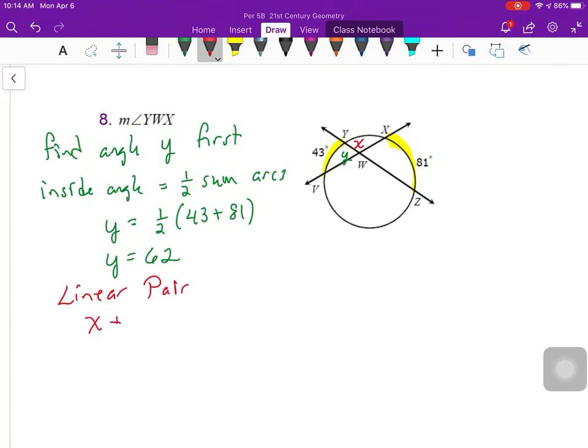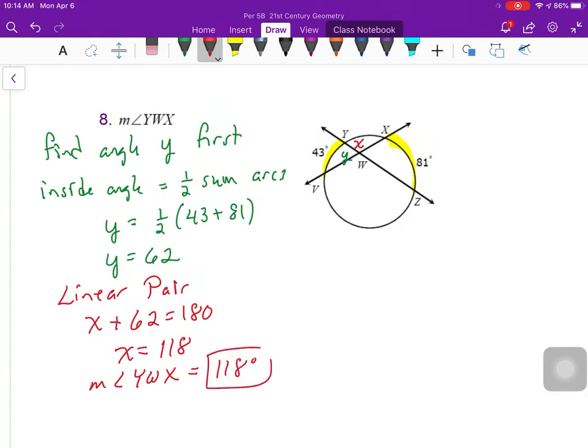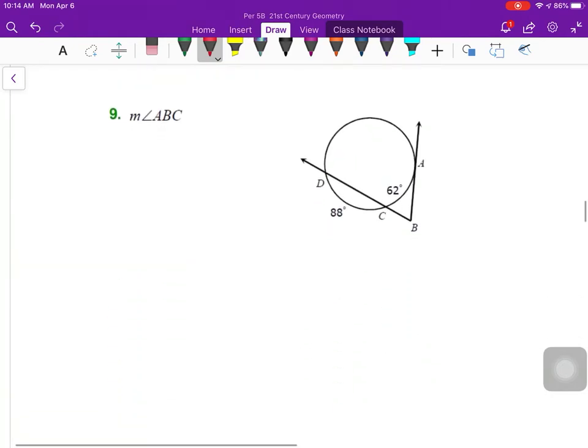Y will be equal to 62. And then to find the x, we're going to use a linear pair. X plus 62 equals 180. So x will equal 118. So the measure of angle YWX will be 118 degrees. Got to make sure we know which angle we're looking for.